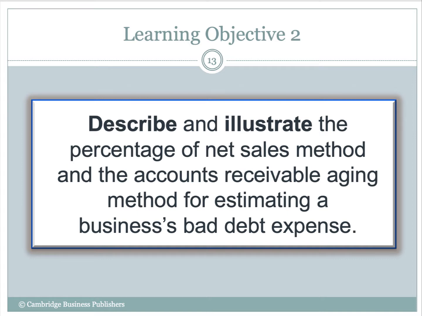When we come back in our next video, we're going to look at the percentage of net sales method and the accounts receivable aging method. It's what we can use in order to estimate bad debt expense. So tune back in for that one.